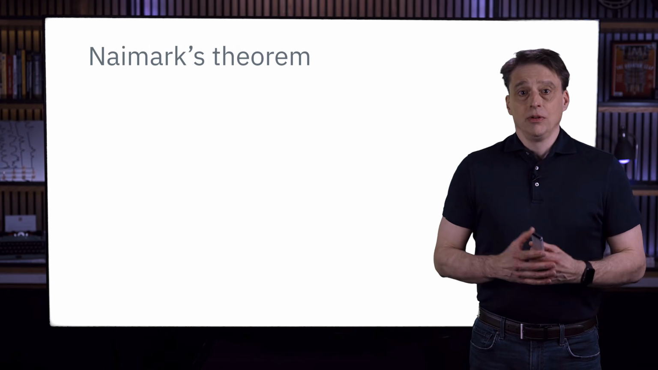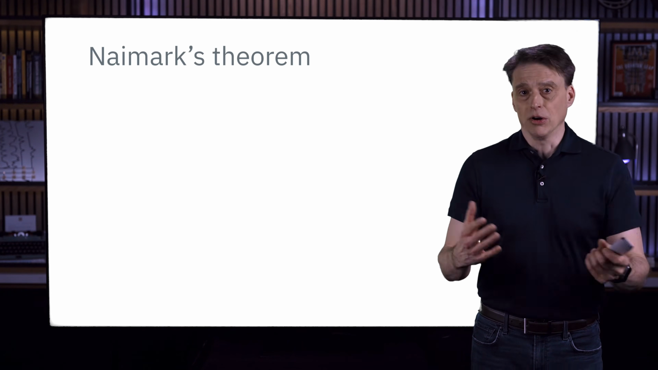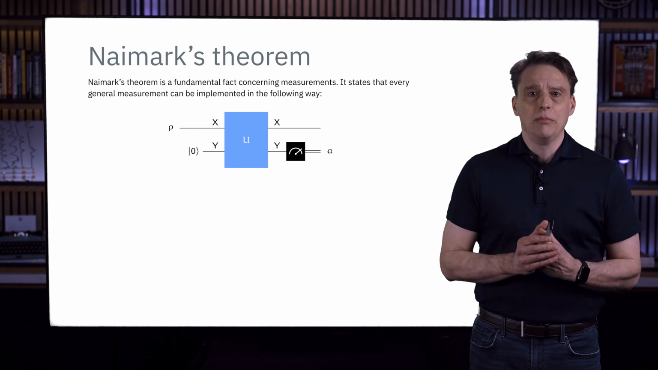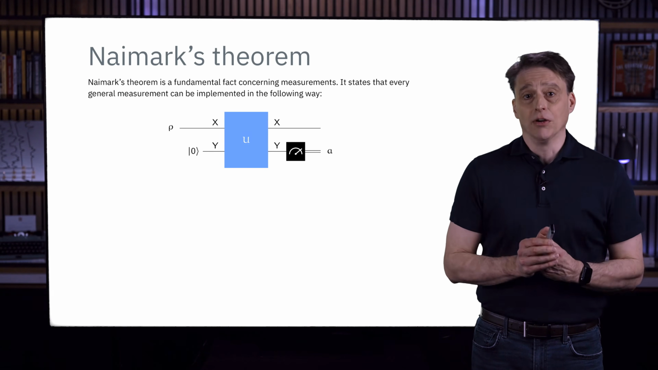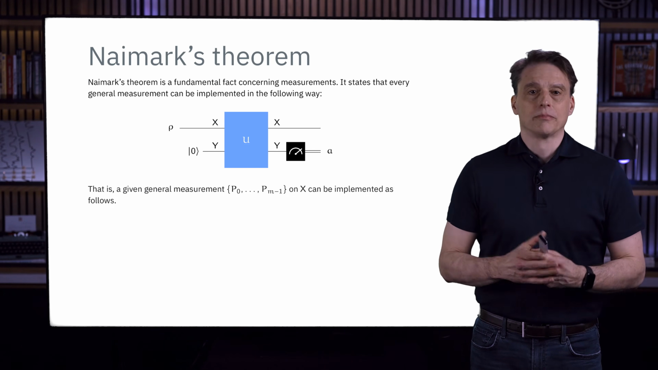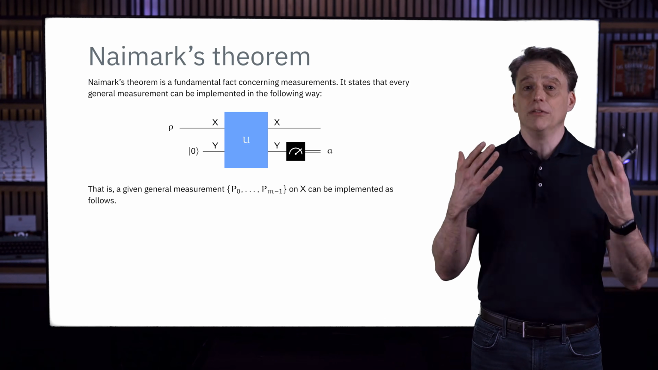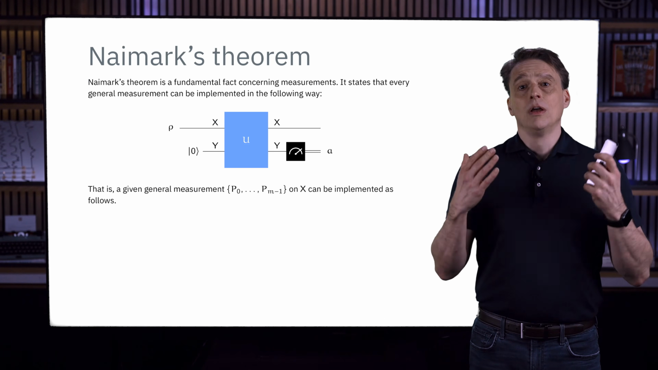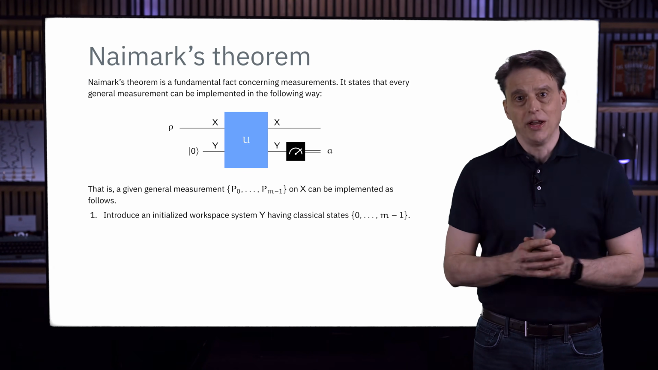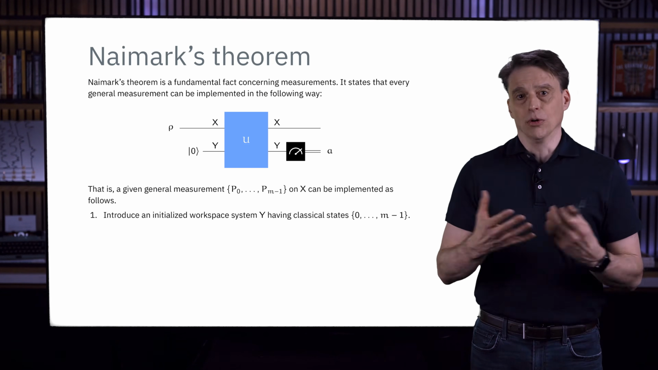In this part of the lesson, we'll discuss a simple but fundamental theorem about measurements known as Naimark's theorem. In short, what it says is that any measurement can be implemented as the figure on the screen suggests. Putting this in words, a given general measurement on a system X can be implemented in the following way. We first introduce an initialized workspace system Y, whose classical states are the possible measurement outcomes, which we're assuming are numbered 0 through m-1.